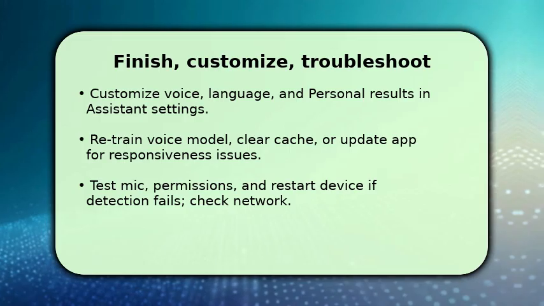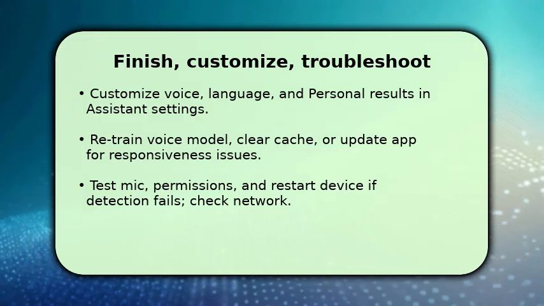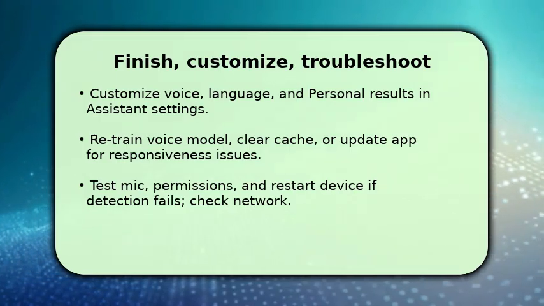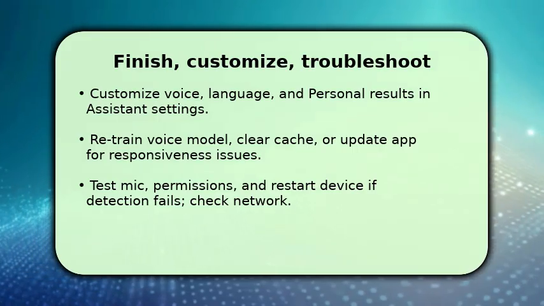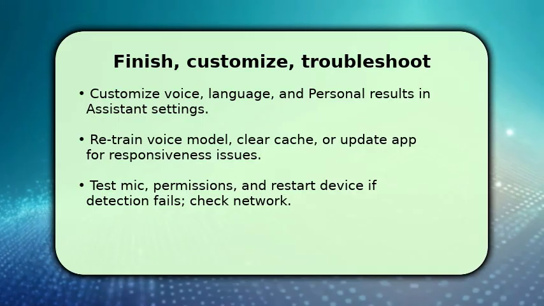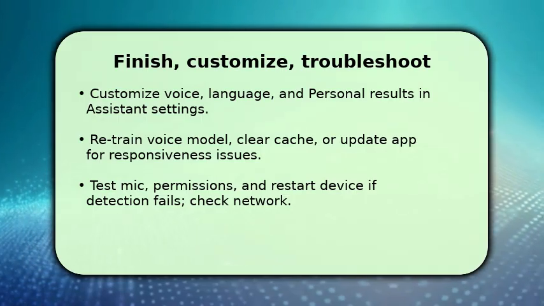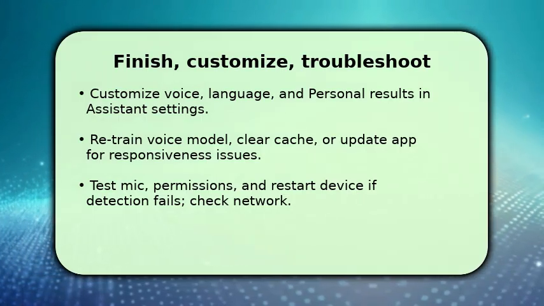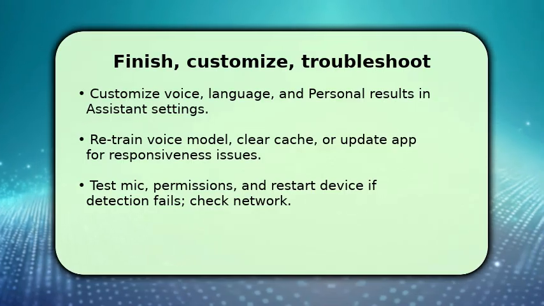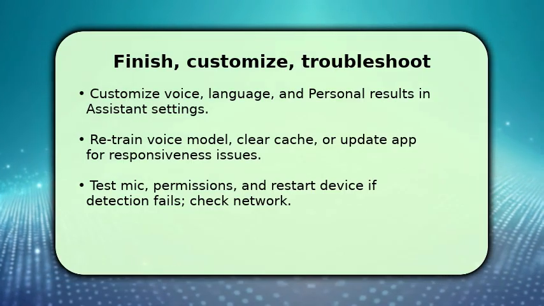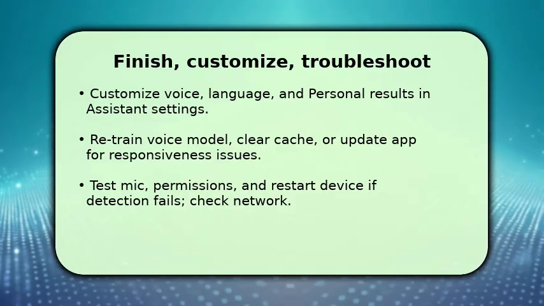If things go wrong, retrain the voice model and check microphone permissions first, because misconfigured access is the most common issue. Once done, clear the app cache or update the Google app and restart your device to resolve lingering glitches. If detection still fails, test the microphone with a recorder and verify network connectivity. Fixing those usually restores proper operation.